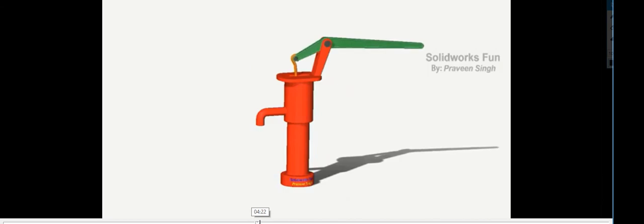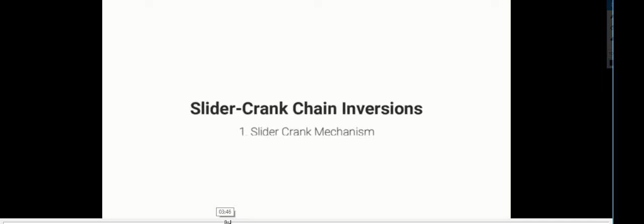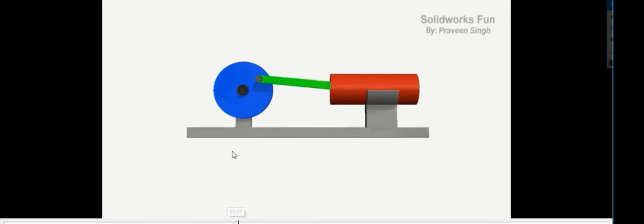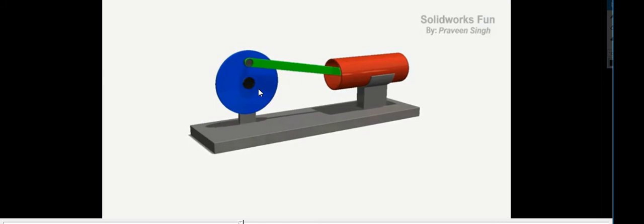So now we will just see what are the other inversions of slider crank mechanism, which we need not go into detail, but still we should learn the names of them. This is the basic slider crank mechanism. One of its inversions is hand pump. First inversion was slider crank mechanism, or what we call a reciprocating engine. There is a cylinder, there is a piston inside the cylinder, connecting rod rotating around the crankshaft, shown in black color. That is the reciprocating engine.